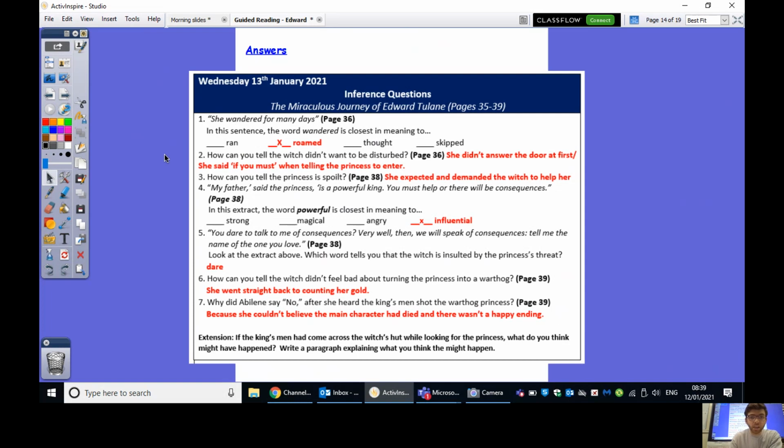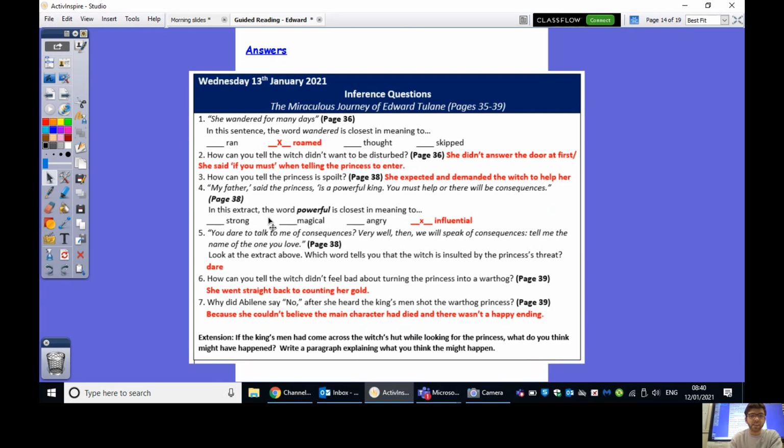How can you tell the witch didn't want to be disturbed? She didn't answer the door at first, or she said, if you must, when telling the princess to enter. So there are two reasons that you could have given. Just one of those is fine. Question 3, how can you tell the princess is spoilt? Well, because she expected and demanded the witch to help her. My father, said the princess, is a powerful king. You must help or there will be consequences.